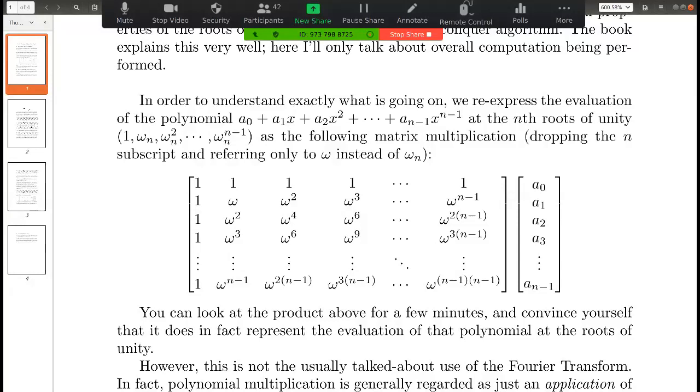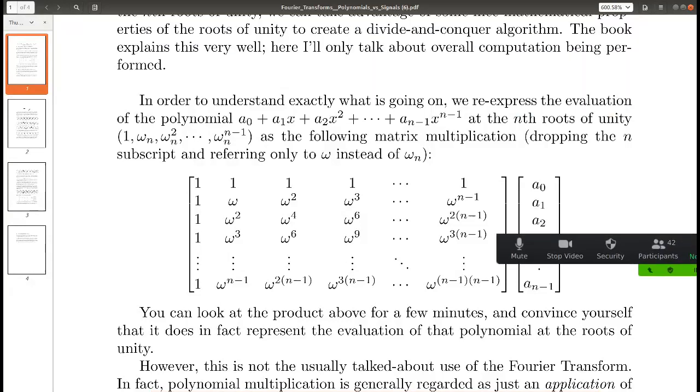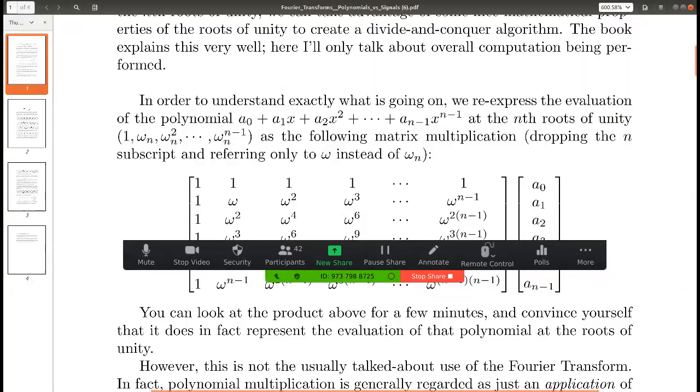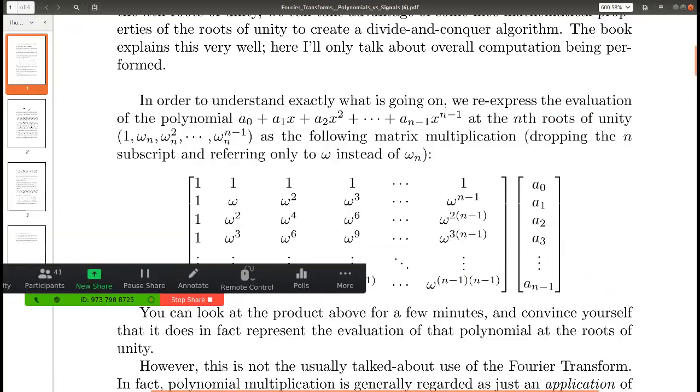Okay, cool. So I'm going to stop sharing if I can, which is dubious. Oh boy. This is bad. Why is this happening?